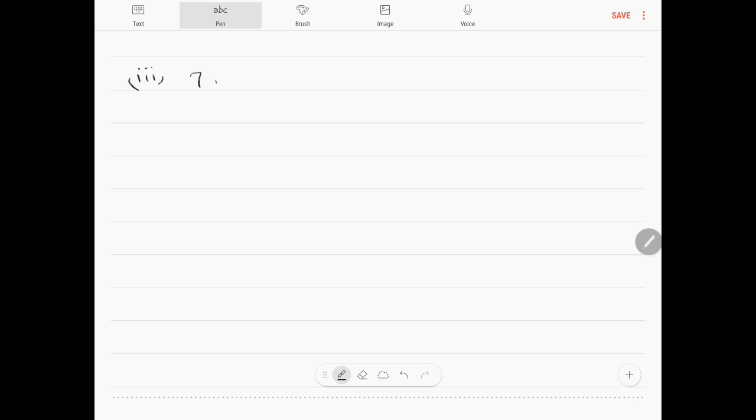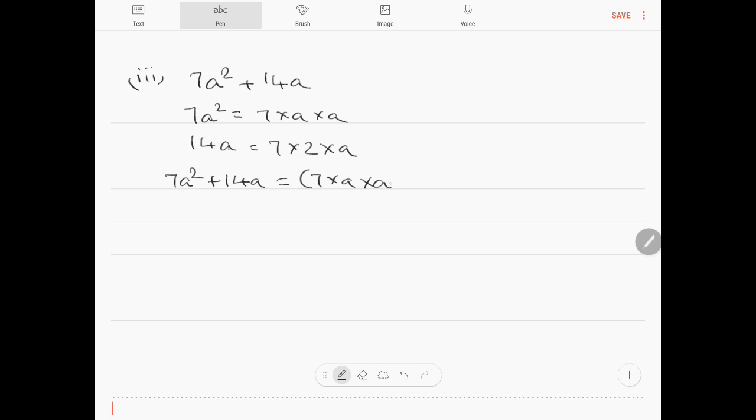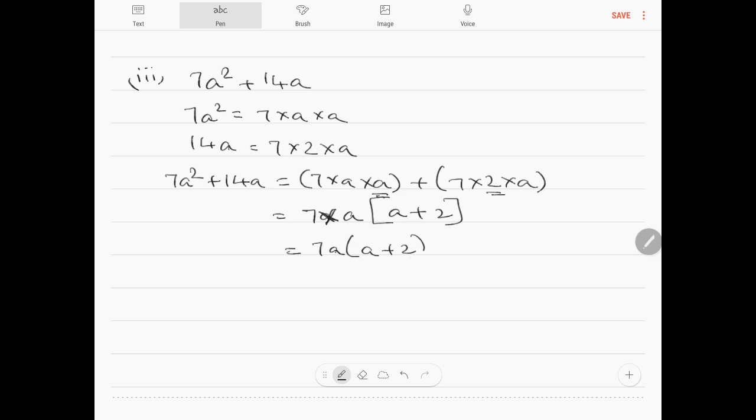Problem 3, 7a square plus 14a. 7a square is 7 into a into a. 14a is 7 into 2 into a. 7a square plus 14a is 7 into a into a plus 7 into 2 into a. 7a can be taken outside. So a is remaining here and 2 is remaining here. So a plus 2, which is equal to 7a into a plus 2.